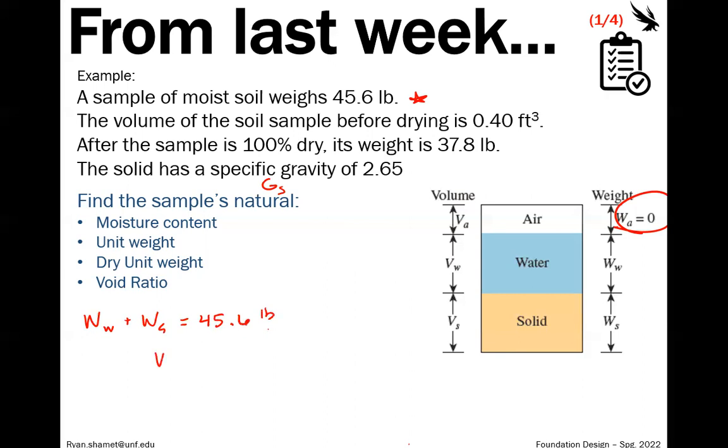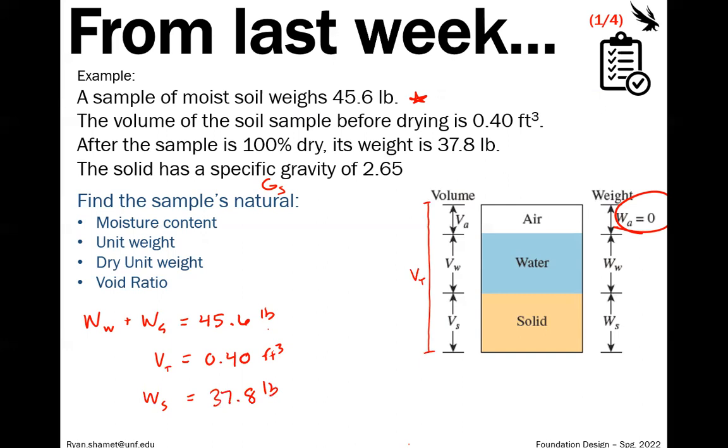We're told that the volume is equal to 0.4 cubic feet. Again, I'm not going to put a T, but technically this is volume T, the total volume here. Anytime you see a normal V with no subscript, just know that that's the total volume. And then we're also told that when we take the sample out of the oven, assuming all that water evaporates and is boiled off, what we're left with is only the weight of the solid, which is equal to 37.8 pounds.